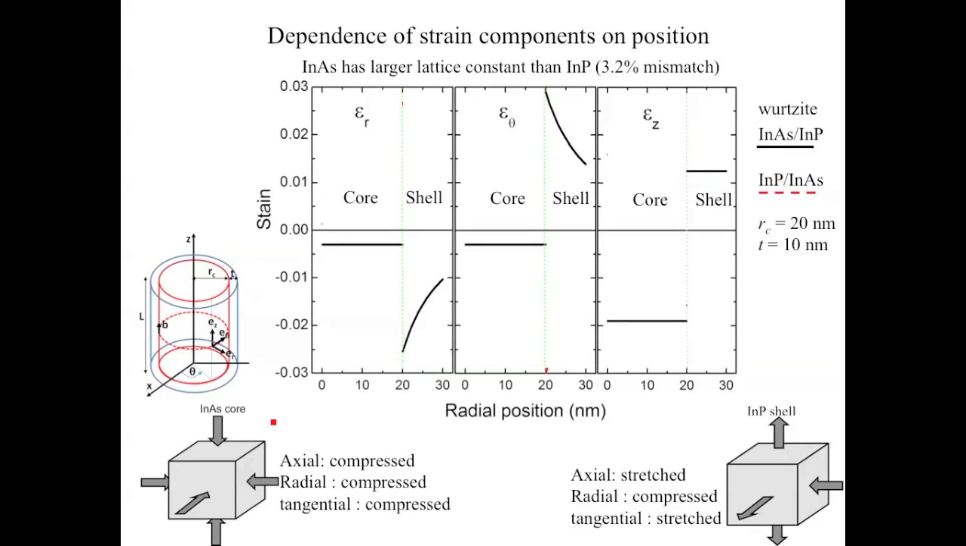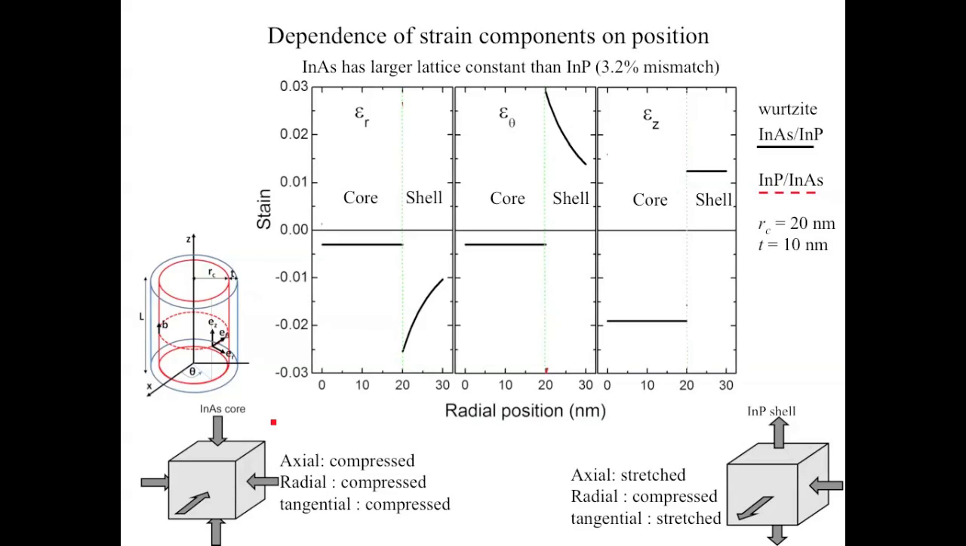This graph shows some numerical results. This is strain, and this is radial position from the center of the core to the shell. Core radius is 20 nanometers and shell thickness is 10 nanometers. The structure is an indium arsenide core with an indium phosphide shell, with wurtzite structure. For the indium arsenide core, we can see the strain is negative, meaning that it's under compressive strain. In the shell, in the axial and tangential directions, it's positive, meaning that it's under tensile strain, while in the radial direction it's compressed because we have a free surface here. If we stretch in two directions, since we have a free surface, it will shrink.